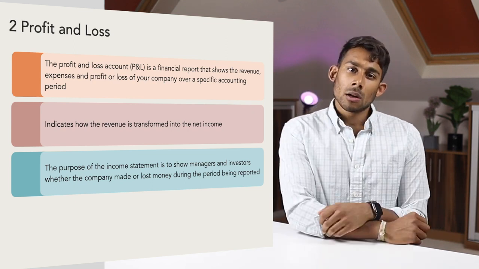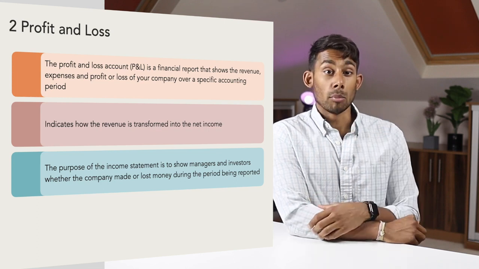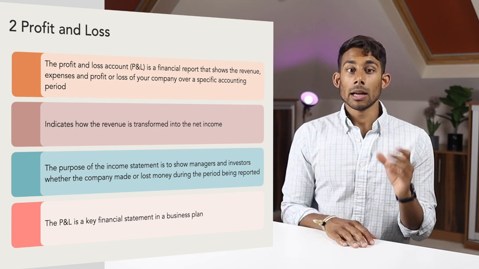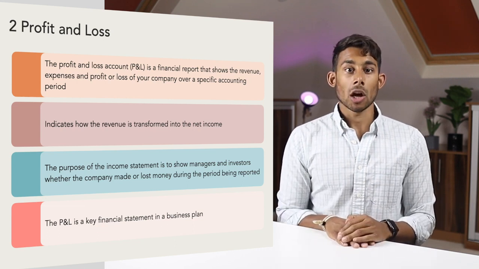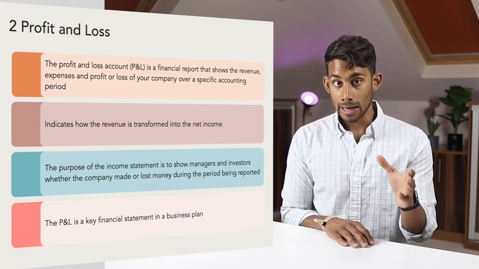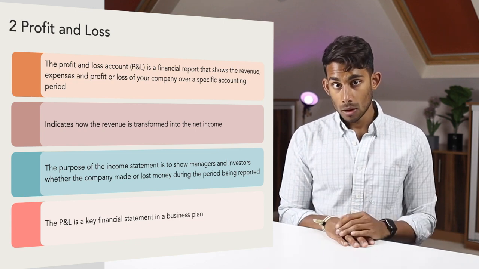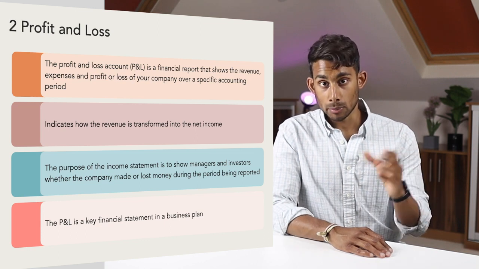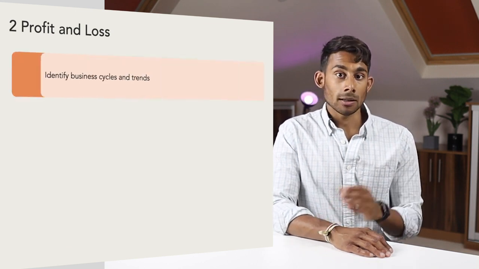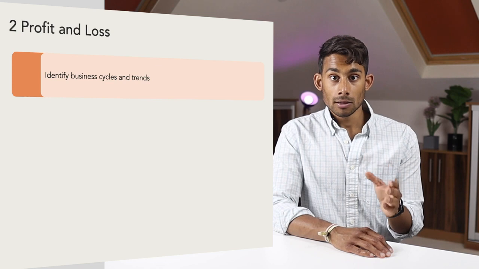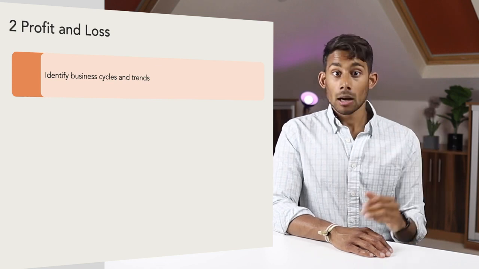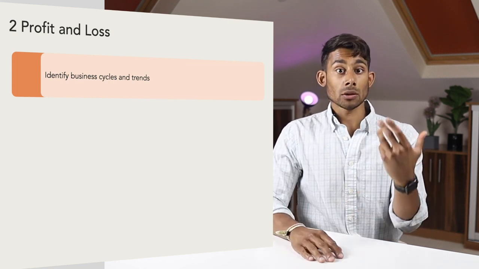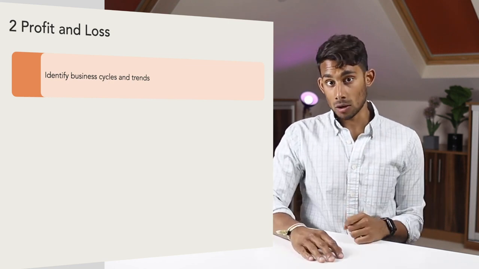So then, why is a profit and loss account important? The profit and loss is a key financial statement in a business plan, as it quickly shows how much money your business has made or lost. What's important is to compare your profit and loss across different accounting periods. In doing so, you'll be able to identify business cycles and trends, such as the peak and trough periods that occur across the year, or aspects of your business that generate the most profit or costs.